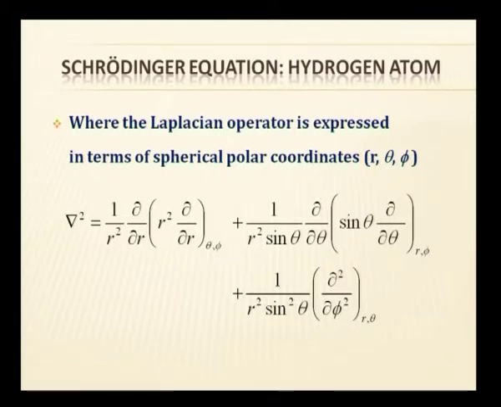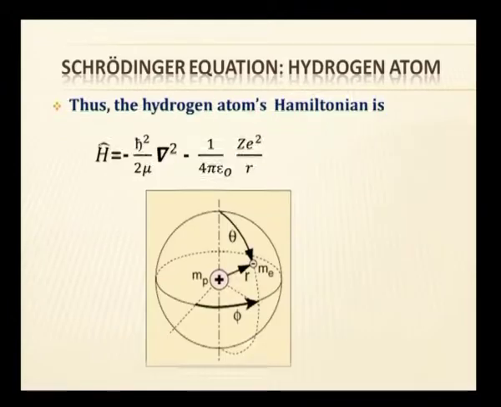If you do that, the Laplacian operator can be written in terms of r, theta, phi. That will be equal to 1 by r square dou by dou r of r square dou by dou r, plus 1 by r square sin theta into dou by dou theta of sin theta dou by dou theta, plus 1 by r square sin square theta multiplied by dou square by dou phi square. This is the Hamiltonian operator that consists of the kinetic energy part.